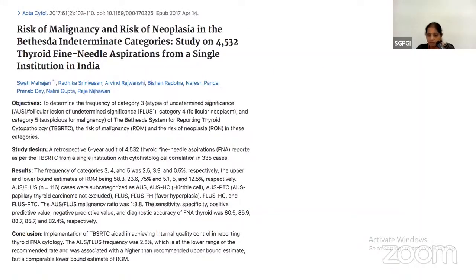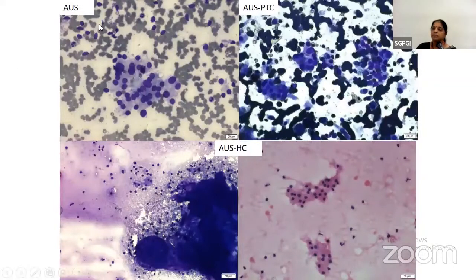And this was our paper, when we estimated our risk of malignancy and risk of neoplasia overall, and also in the Bethesda indeterminate categories. This was published way back in 2017. And of course, even at that time, before the Bethesda actually made that recommendation of subcategorization of AUS, we had said that you could subcategorize them, and I'll show you pictures of the same. So for example, this was AUS-NOS, this was AUS-Hürthle cell type, where it had a predominance of Hürthle cells.